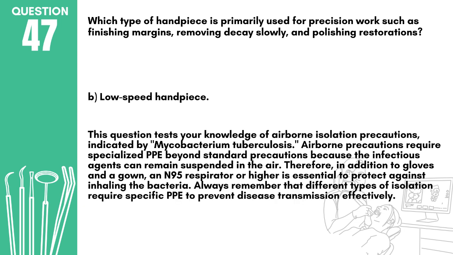Answer: B. Low-speed handpiece. This question tests your knowledge of dental handpieces and their specific applications. The keywords precision work, finishing margins, removing decay slowly, and polishing restorations are direct clues. The low-speed handpiece, typically operating at 5,000 to 20,000 RPM, provides high torque, rotational force, and precise control.